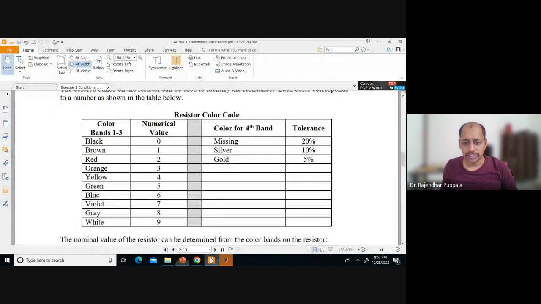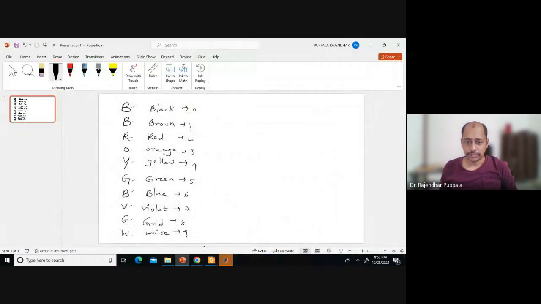And the tolerances are given in this fashion. If no line is there as a fourth band, it is 20% tolerance. If a silver line is given as the fourth band, it is 10% tolerance. Silver, gold, and missing. First, missing is 20%. Silver and gold: gold is 5%, silver is 10%.